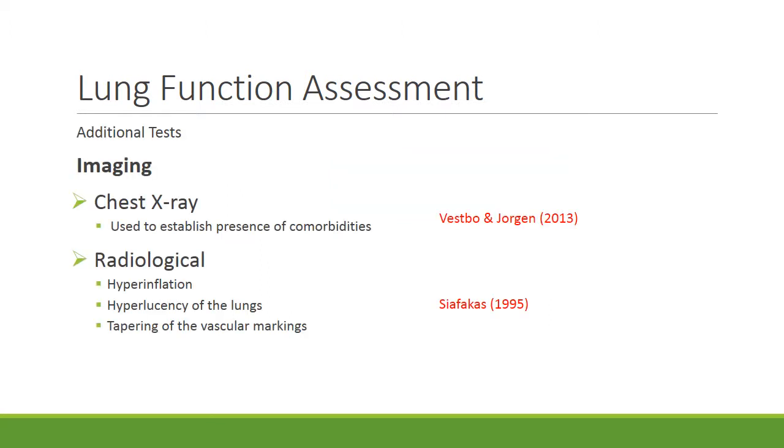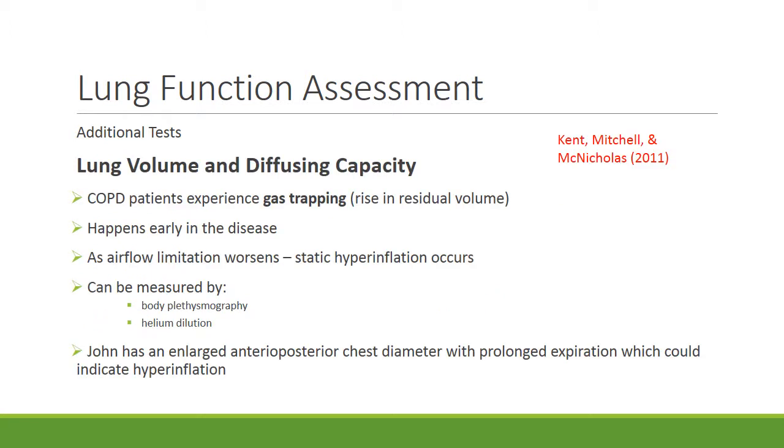So apart from spirometry, there are a few additional tests that should also be carried out. These include the following. Imaging: chest x-rays can be used to establish the presence of comorbidities, and radiological scanning can also pick up on hyperinflation, hyperlucency of the lungs, and tapering of vascular markings. Then lung volume and diffusing capacity. COPD patients can experience gas trapping, which is residual volume, and can be measured a few different ways, which are shown below.